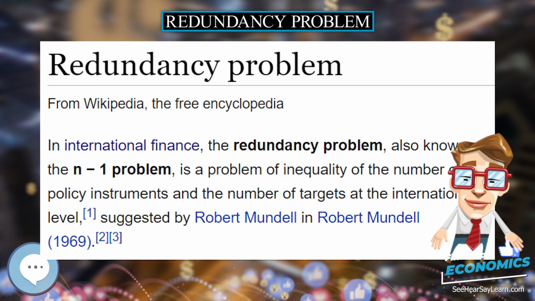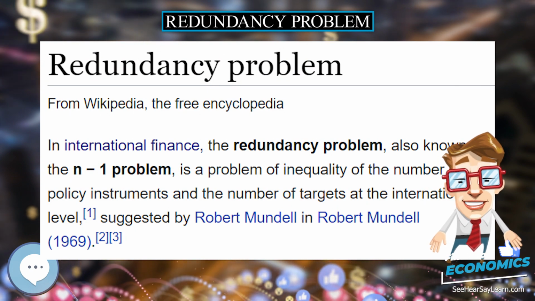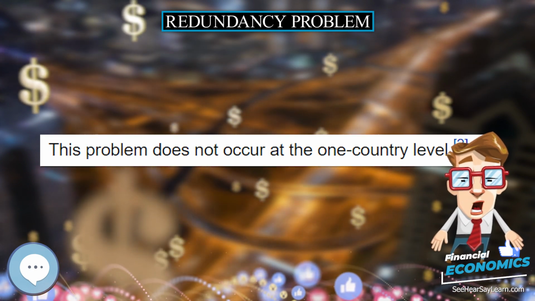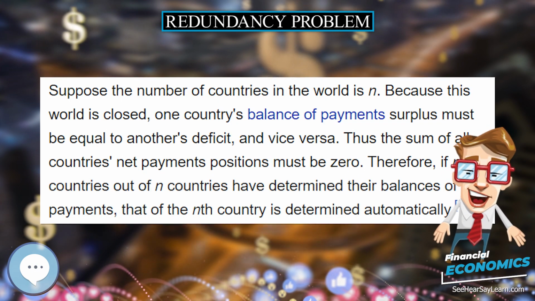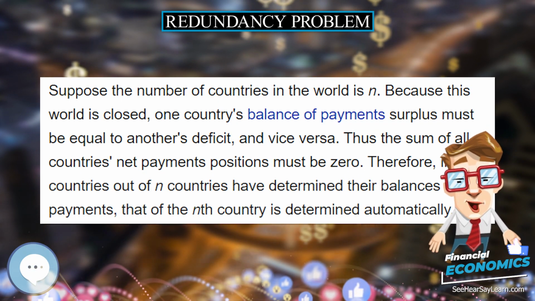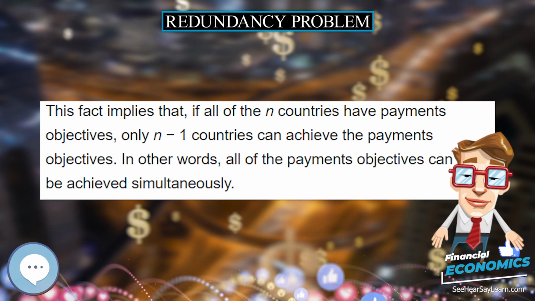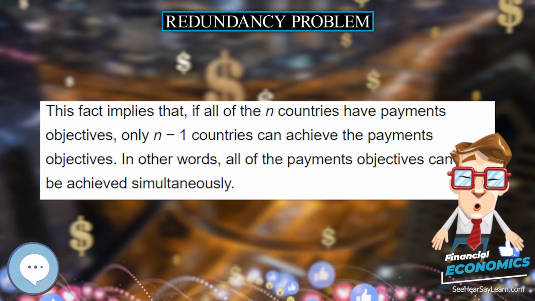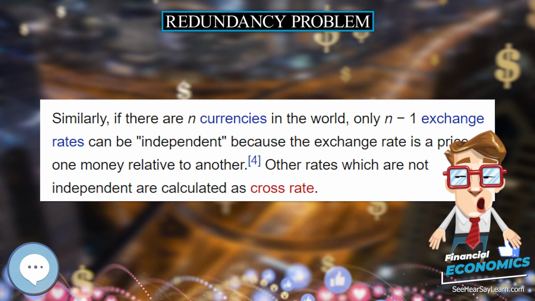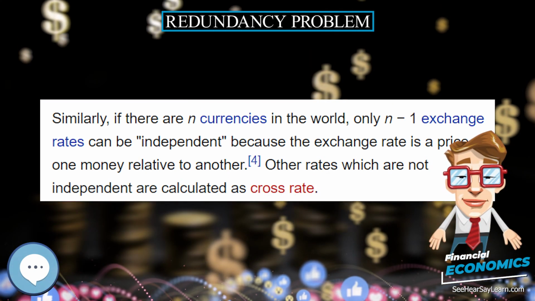Redundancy problem. In international finance, the redundancy problem, also known as the N-1 problem, is a problem of inequality of the number of policy instruments and the number of targets at the international level, suggested by Robert Mundell in 1969. This problem does not occur at the one-country level.